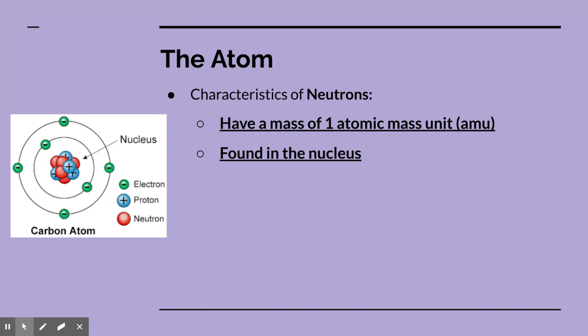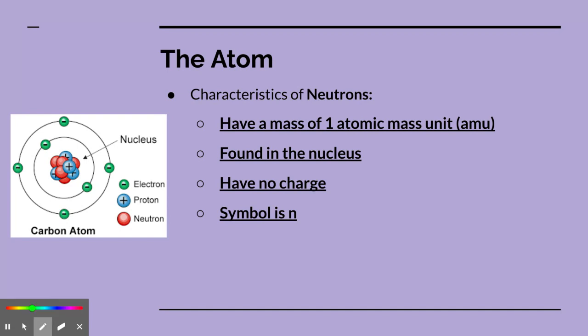Again, we find the neutrons in the nucleus. They have no charge. When we write down their symbol, there are other ways you can write it. There's N, and another one looks like N with a little circle up top with a slash through it. Let's just focus on N. If I write N down, just know I'm talking about neutrons.